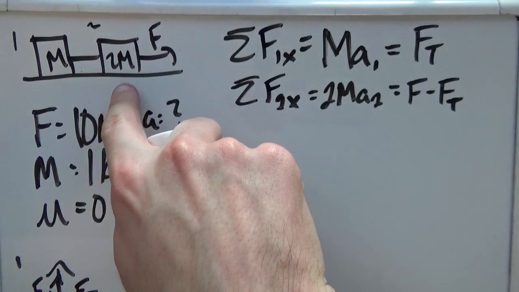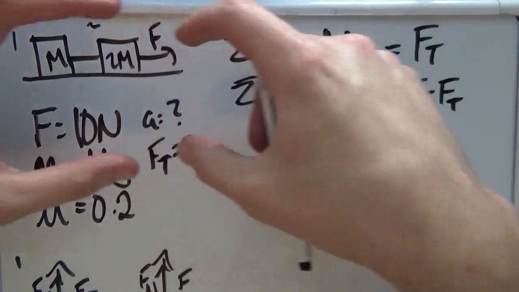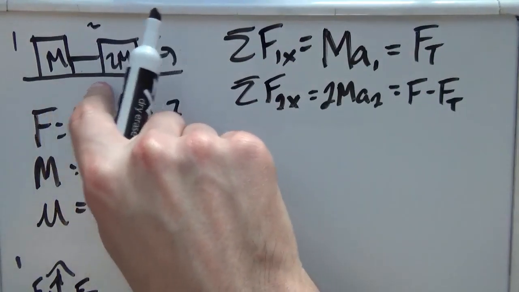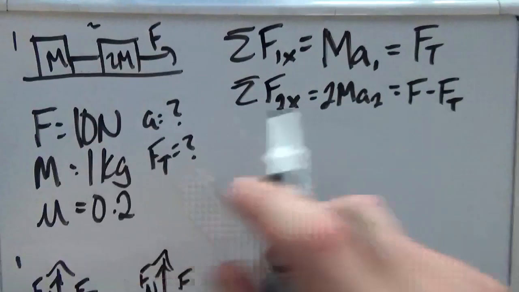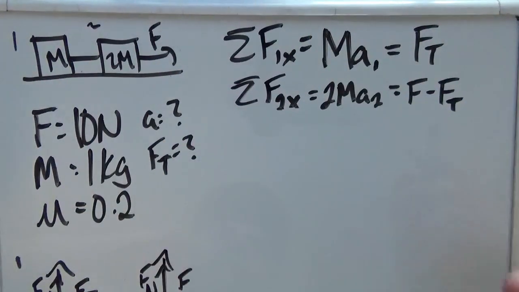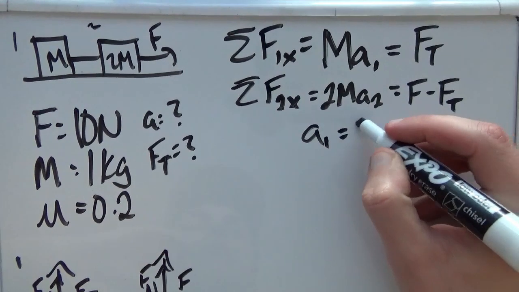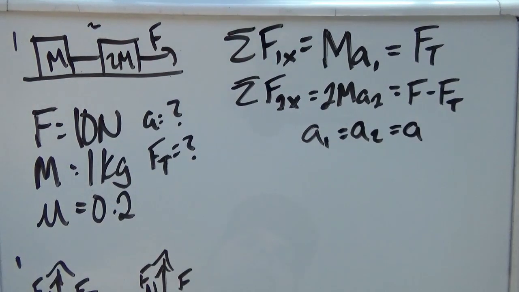So this block is being pulled along, and then the rope connecting to this block is pulling them along at the same speed, right? So these blocks are accelerating equally. As much as this one accelerates, so does this one. And they're in the same direction. They're both positive direction, the right direction, like we said. So a1 is equal to a2. In fact, I'll just call them both a, because they're both the same thing.